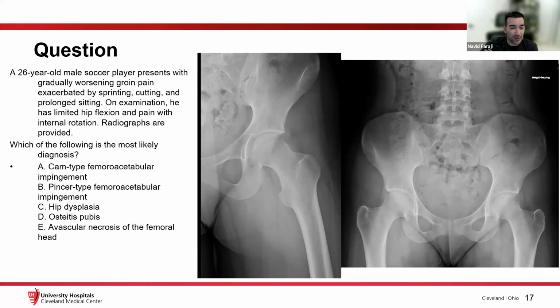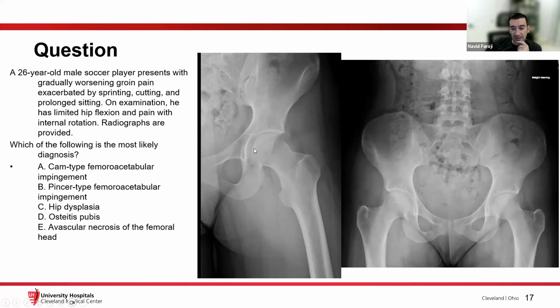So, which of the following is the most likely diagnosis? Okay, so 26-year-old male soccer player, gradually worsening groin pain, worsened by sprinting, cutting, prolonged sitting. On exam, limited flexion and internal rotation. Here's the radiographs. So is it CAM type FAI, pincer type, hip dysplasia, osteitis pubis, or AVN? So the answer is coming here in 3, 2, 1.